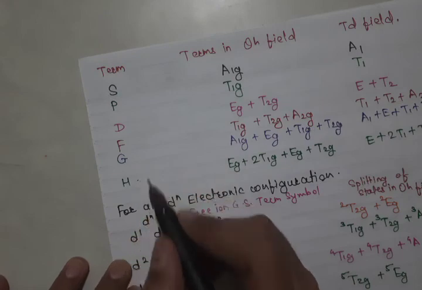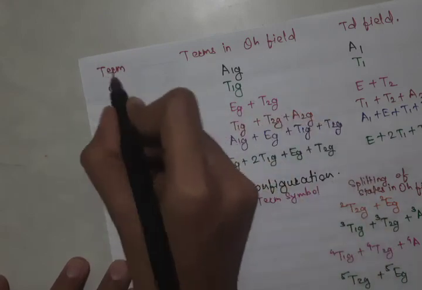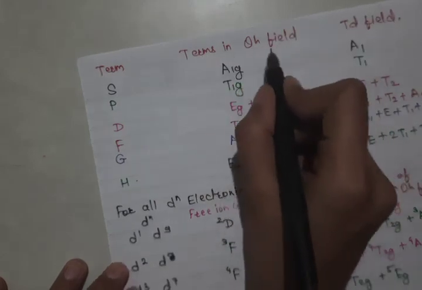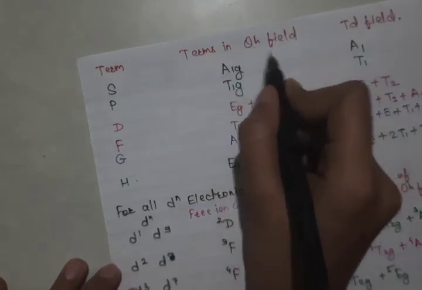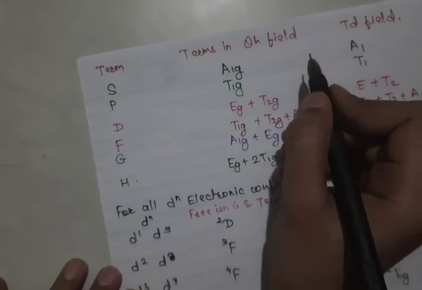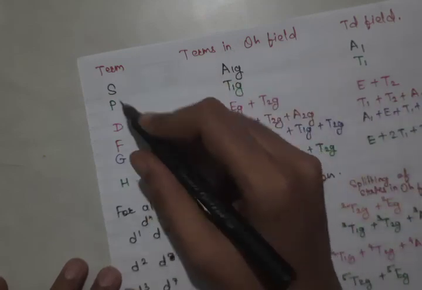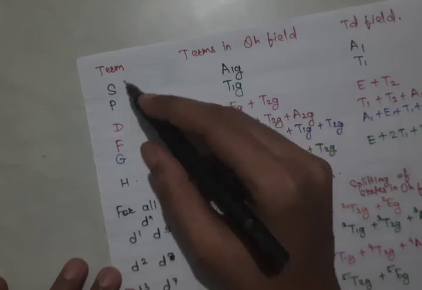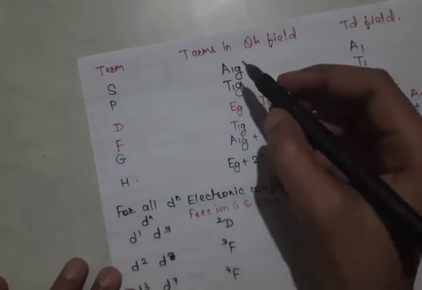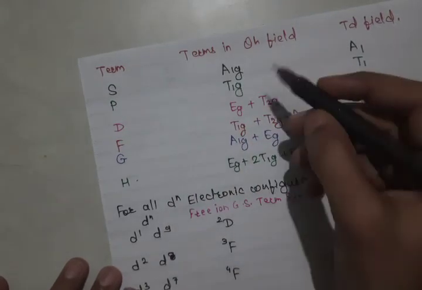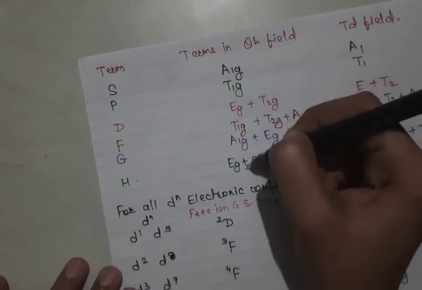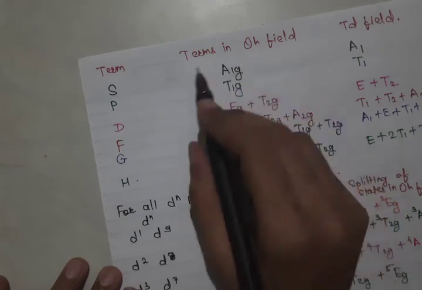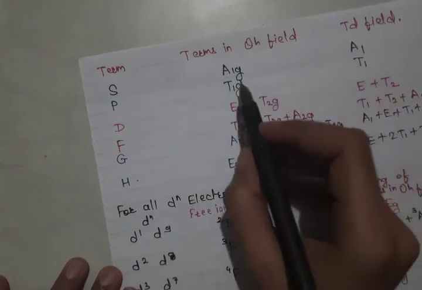In this way you can use the value of L to find out the term. Then these terms get split in an octahedral field because of the ligands present around the central metal ion. So these terms, which are for atoms or ions, split in the octahedral field and tetrahedral field, and these are the Mulliken symbols in which these terms get split.